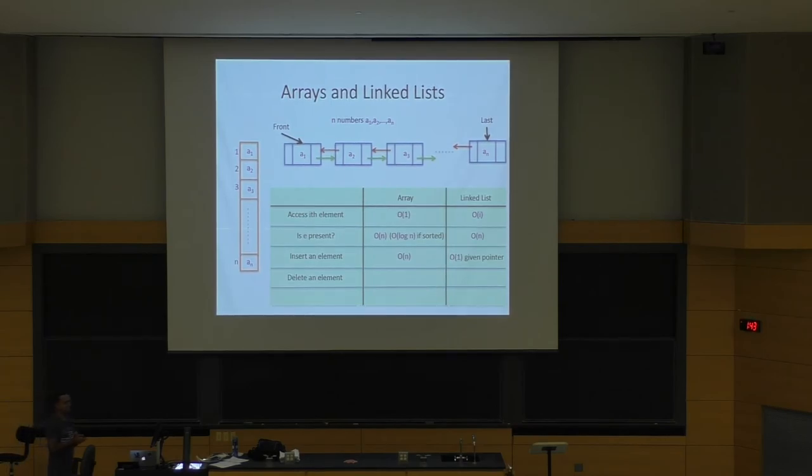What about deleting an element? It's the same. If you delete the top guy, you have to push everything up, so that's big O of n. And again, if you're given a pointer in the linked list, it's big O of 1, and this is where having a doubly linked list is useful.